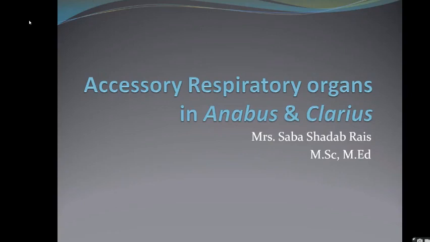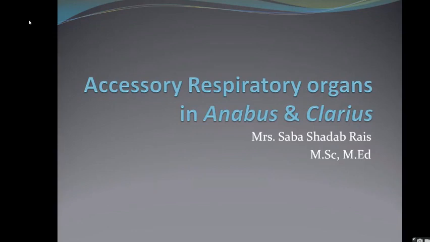Today we are going to learn the accessory organ with two special fish, Anabas and Clarias. This particular accessory sac will have diverticula. Now see, these accessory organs are called opercular lungs. I repeat, they are called the opercular lungs. Opercular means it is situated near around the operculum.